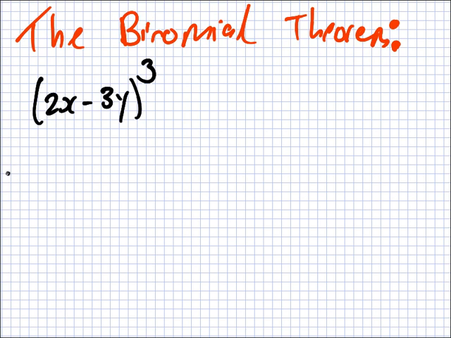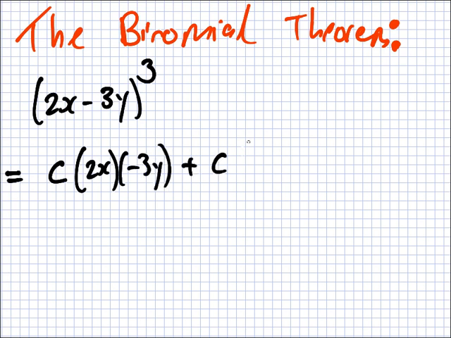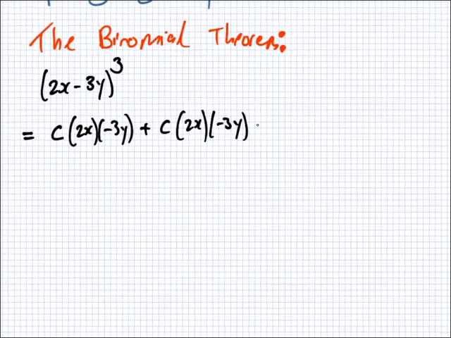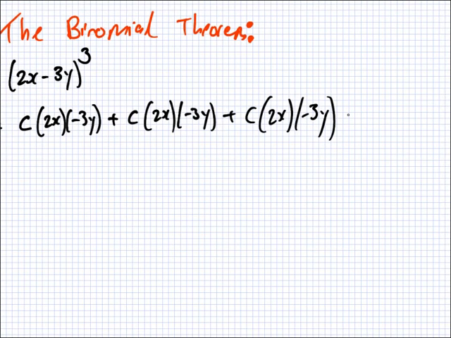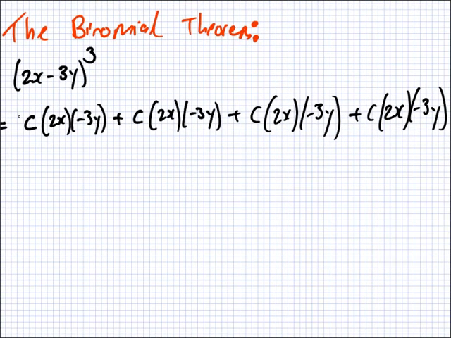So what we do, we'll write C times (2x minus 3y) plus C times (2x minus 3y), C times (2x minus 3y). How many times? 4 times. One more than the power. The C at the top is always the power. So in this case there must be a 3 on the top of the C's.